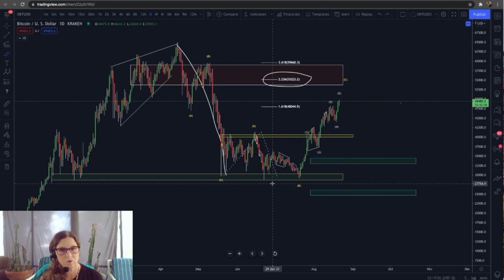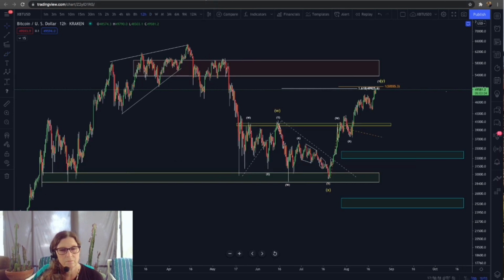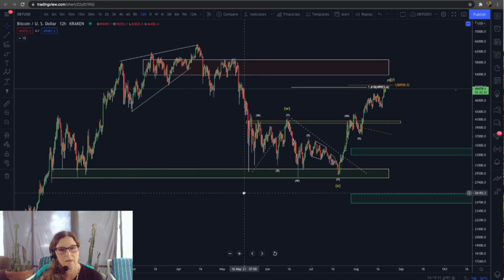Now the next count I'm going to show you is not much different. It's just labeled different. The next count is we came down in 3 waves, which I'm calling an A.